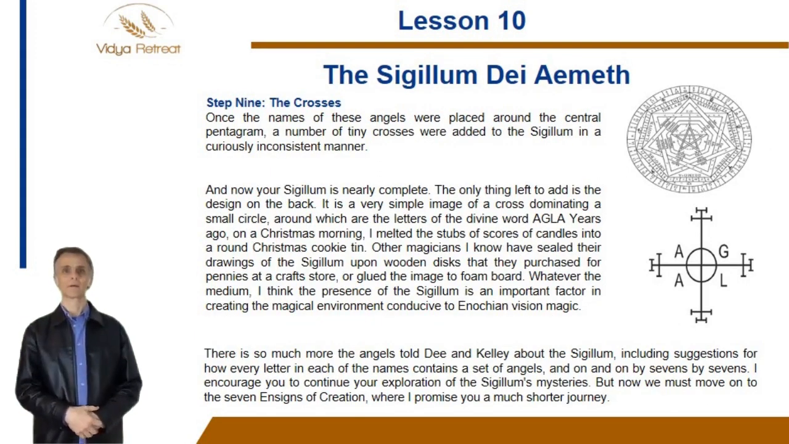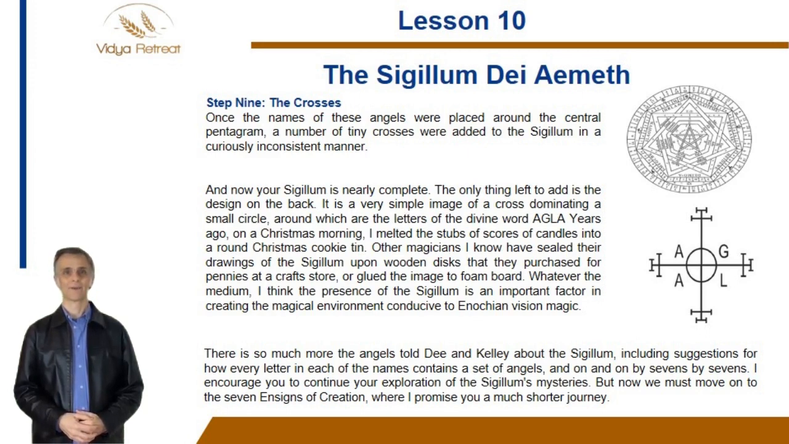Step 9. The crosses. Once the names of these angels were placed around the central pentagram, a number of tiny crosses were added to the sigillum in a curiously inconsistent manner. And now your sigillum is nearly complete. The only thing left to add is the design on the back.